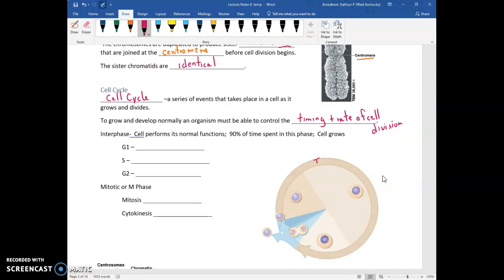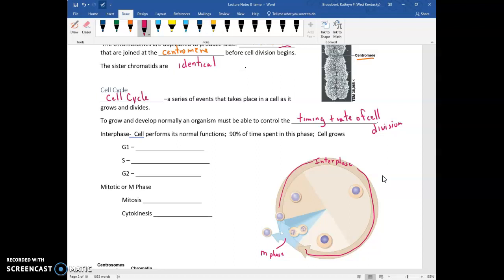And interphase, it spends most of its time in interphase. Goes all the way around here and then all the way to here. It only spends a short time in M phase. And I'm going to have to draw a little line, M phase. All right, so when it's in interphase, we divide interphase into three parts.